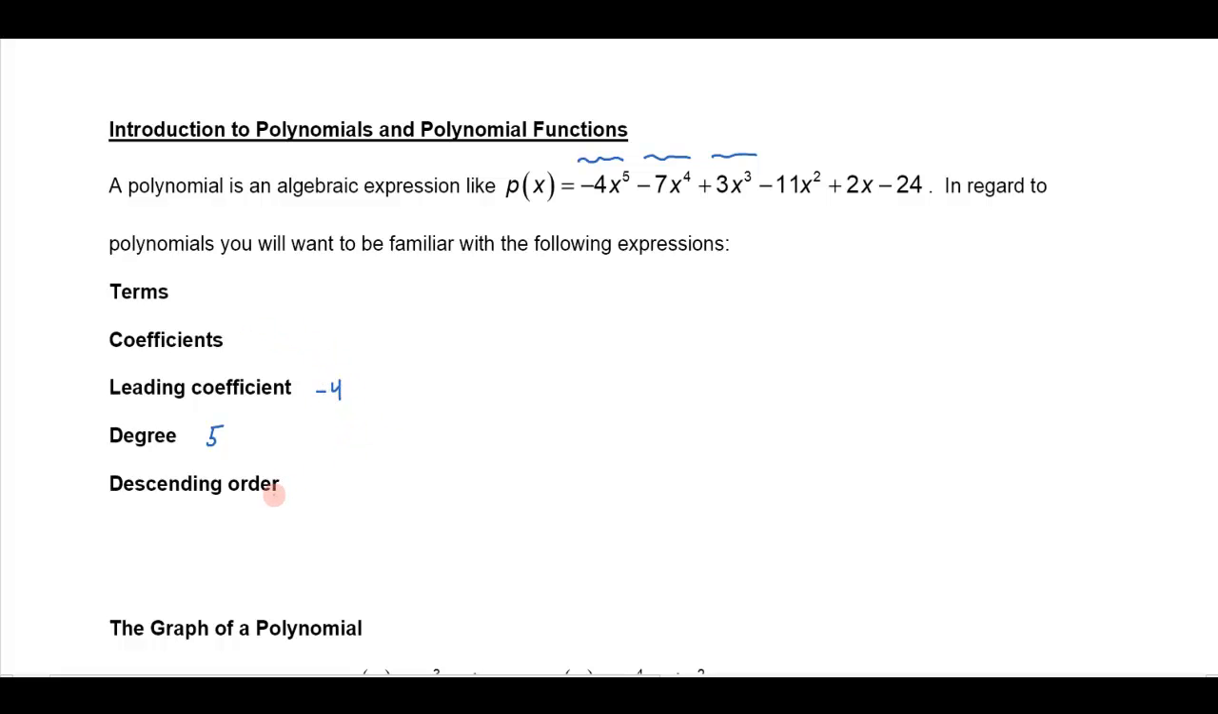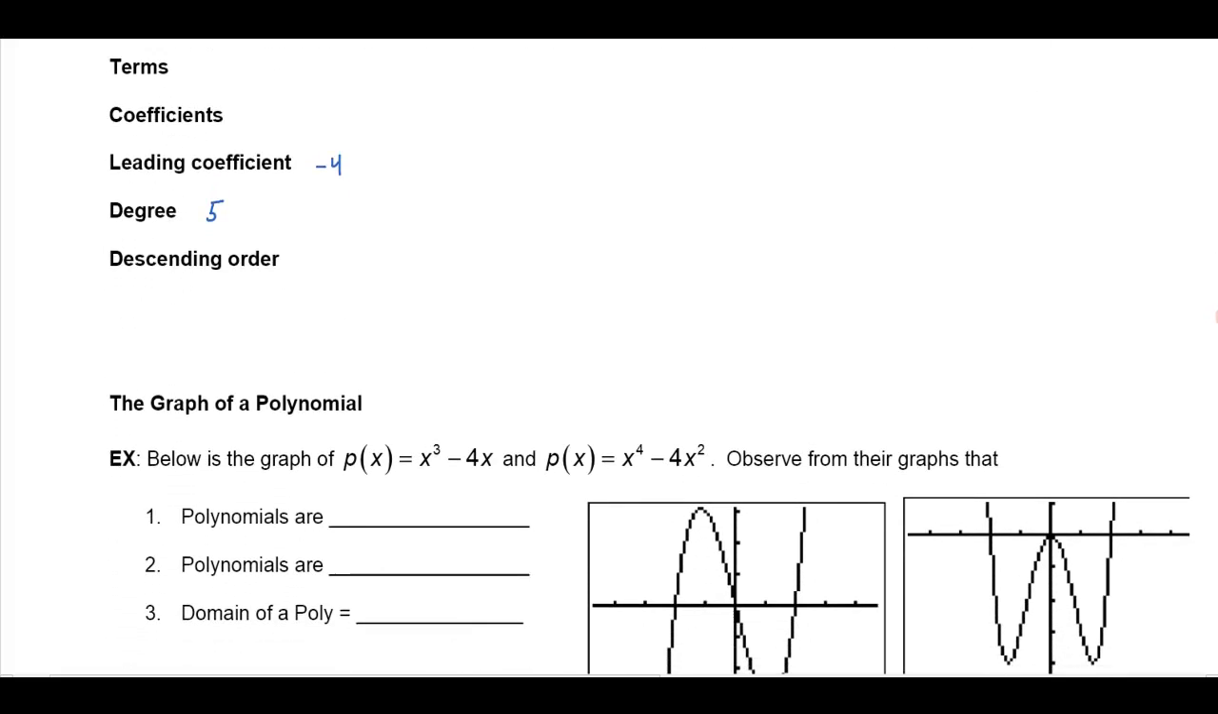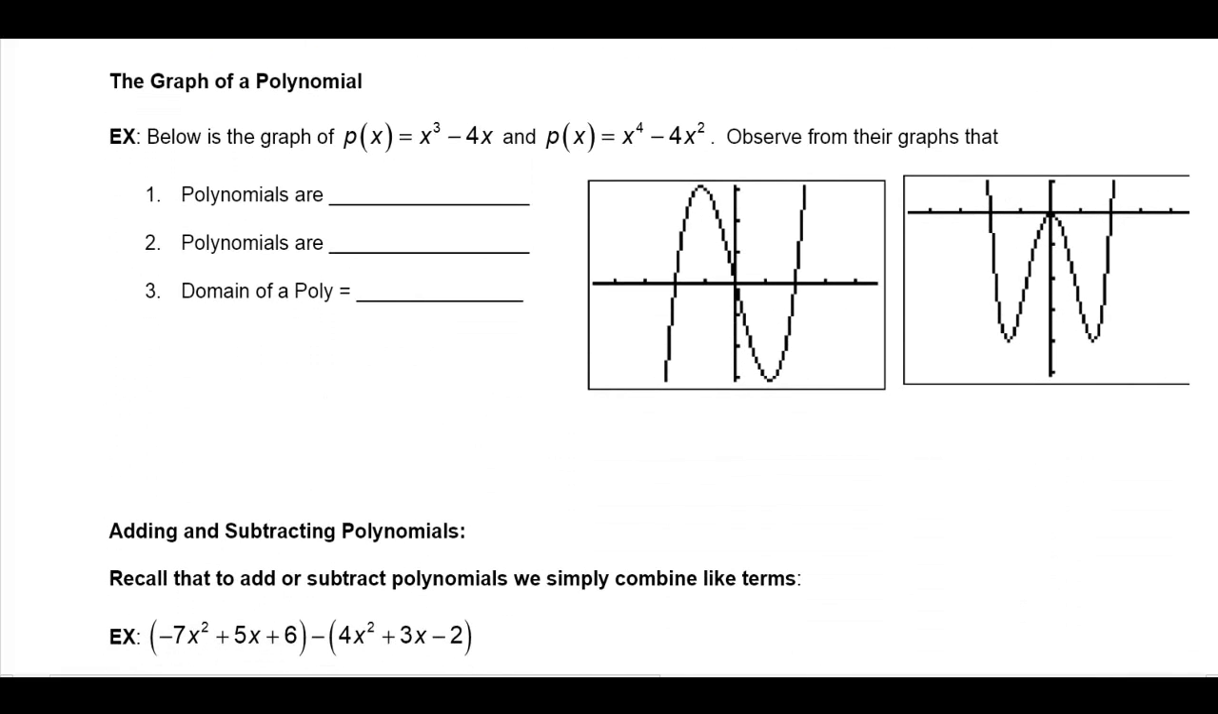And then the other thing you want to do with polynomials is always list them in descending order. That means that you want your exponents to have the leading term, the highest exponent, out front, and then put them so that the exponents go down. That's what we mean by descending order. All right, so let's move on and talk about the graph of a polynomial, just so you have a little visual to go with it.